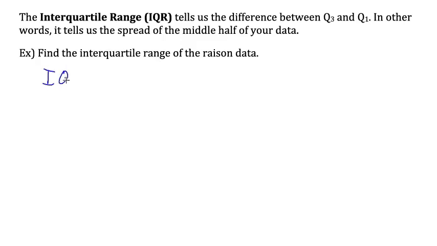All right, we want the interquartile range, which is the IQR, and that's the third quartile minus the first quartile. The third quartile from the raisin data was 35, and the first quartile from the raisin data was 29. So the interquartile range is 6. That gives us an idea of how spread out the middle half of the data is.